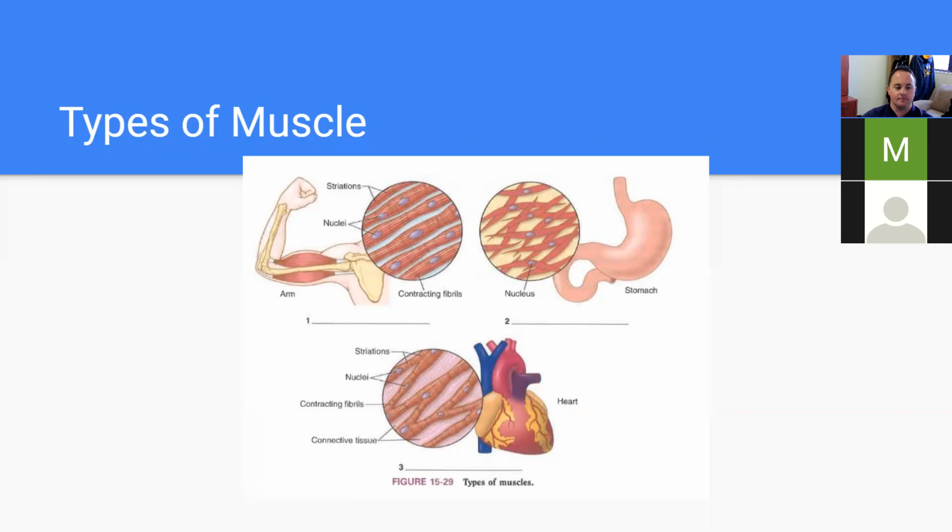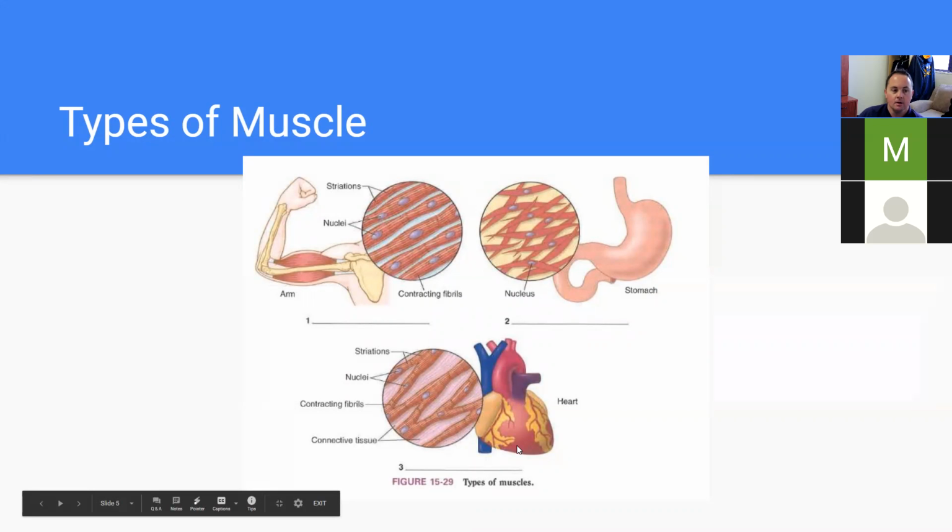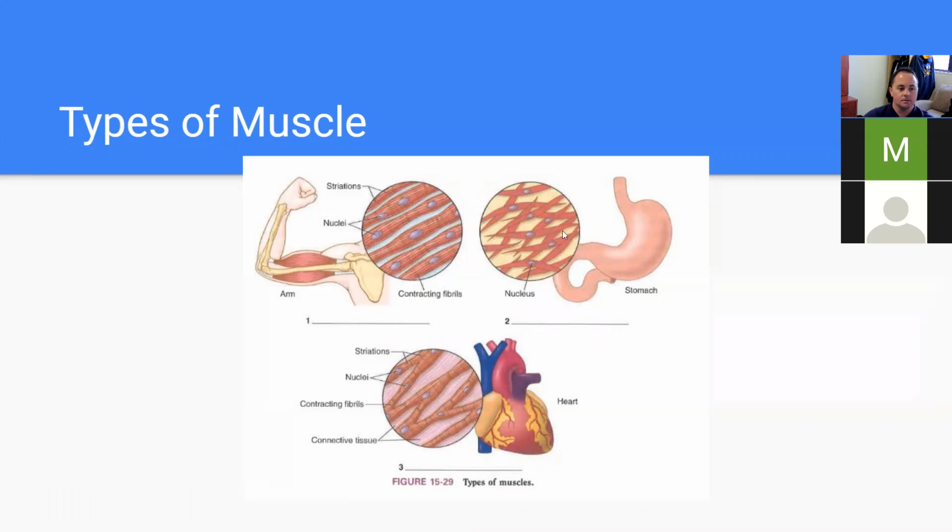That keeps us alive. That's a good thing, okay? Again, there will be medical issues that happen where we either have part of our heart die, which is a heart attack, or we could have some of our smooth muscles injured, and then those things don't work correctly.